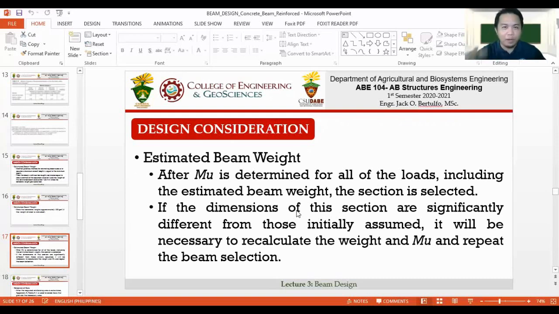So you need to compare your estimate and also the design calculation. So again, we need to estimate. After that, we will compare that with your calculation. If it is quite different, we need to recalculate.